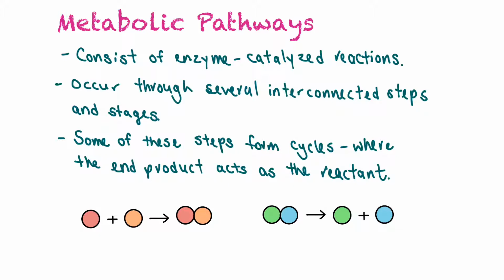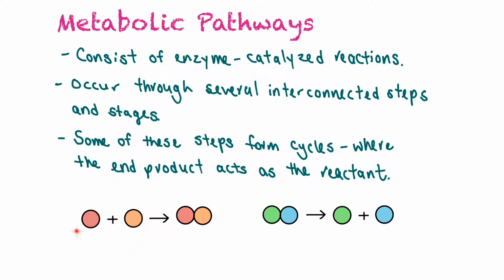Some of these steps form cycles where the end product acts as the reactant, and an example of that would be the Calvin cycle or the Krebs cycle. The Calvin cycle is part of photosynthesis, and the Krebs cycle is part of cellular respiration.